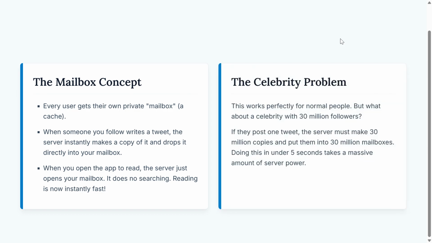This mailbox idea worked perfectly for normal people. But it created a huge new problem: celebrities. Imagine a famous singer with 30 million followers. When they post one single tweet, the server must make 30 million copies and push them into 30 million mailboxes. Twitter tried to do this in under 5 seconds, which took a massive amount of server power and caused huge delays.